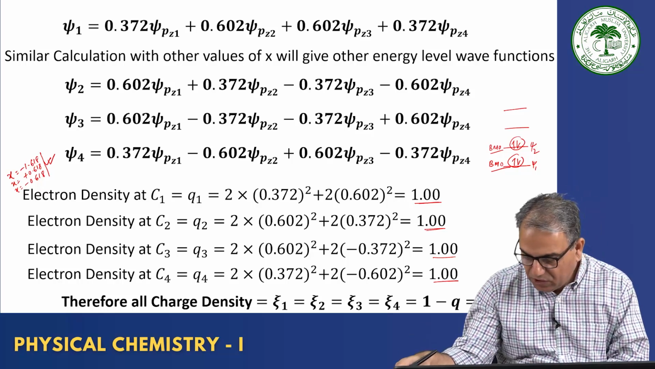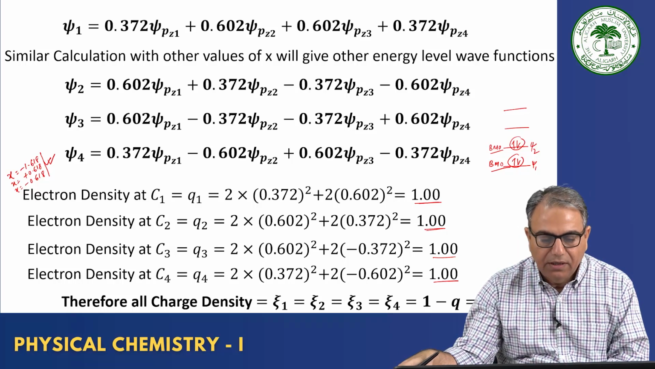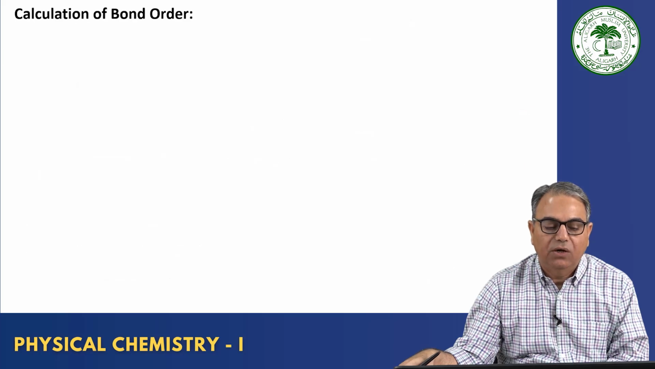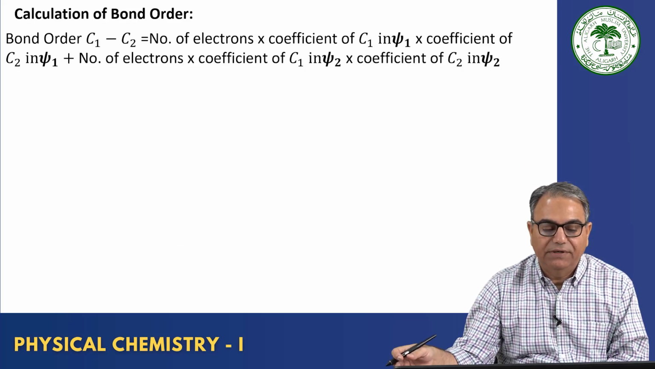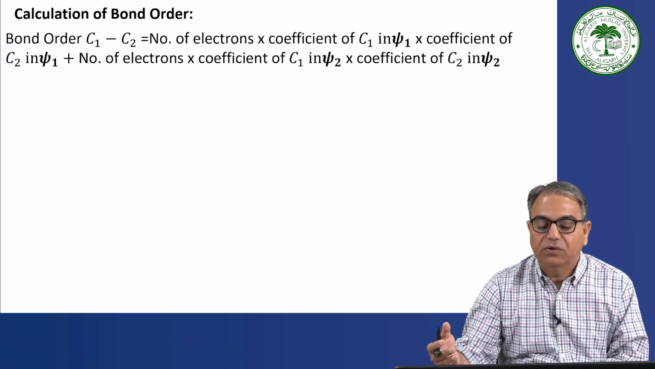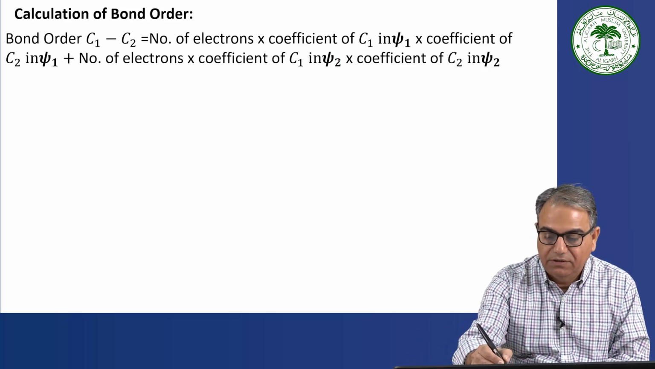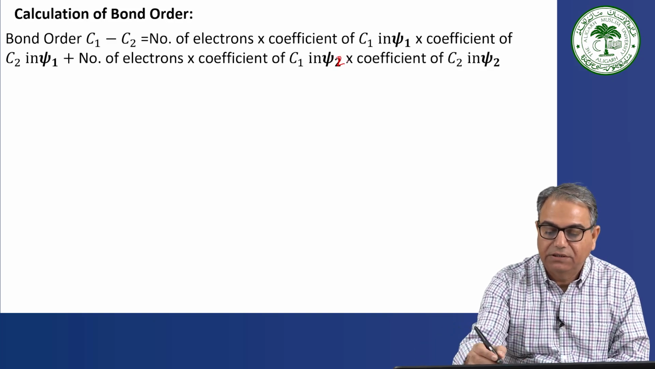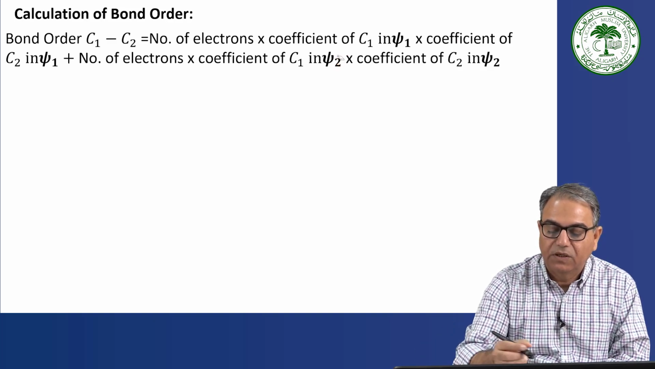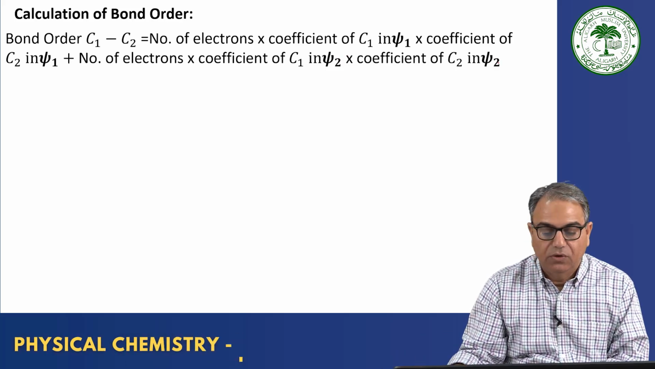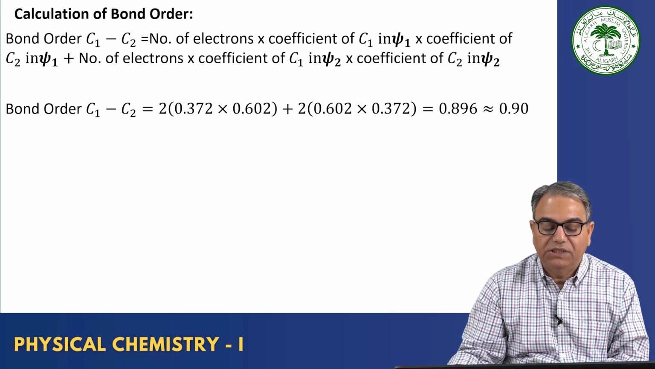Okay. Now if you go for calculation of bond order, then how do we calculate the bond order? So here I have written the bond order between C1 and C2 if you have to calculate it. Then the number of electrons, then the coefficient of C1 in psi1 and the coefficient of C2 in psi1, plus the number of electrons, the coefficient of C1 in psi2 and the coefficient of C2 in psi2. So what we do is calculate the bond order between C1 and C2.